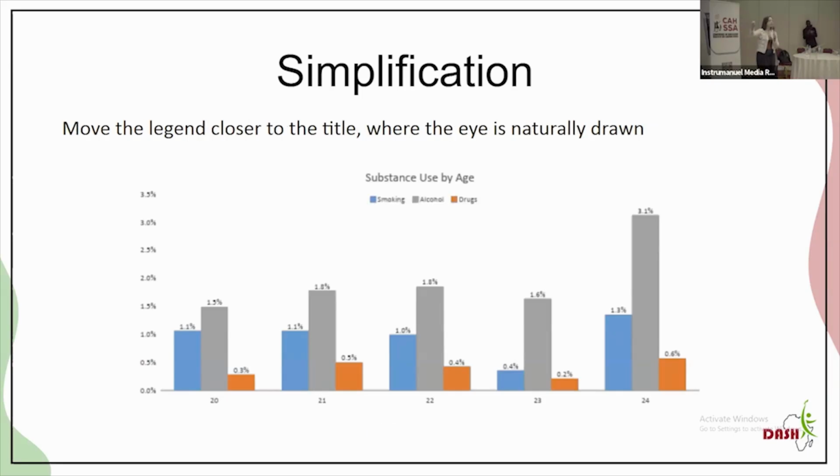You can also very quickly move the legend to where the eye is drawn. So here I've moved the legend to the title, because you very quickly want to know, okay, I'm looking at these 3 colors, what do they represent? So now you can see substance use by age, you're looking at smoking, alcohol, and drugs. Before, you weren't sure exactly, you had to go searching for it. So you want things to be as efficient as possible and where the eyes naturally scan. You go to the next slide.